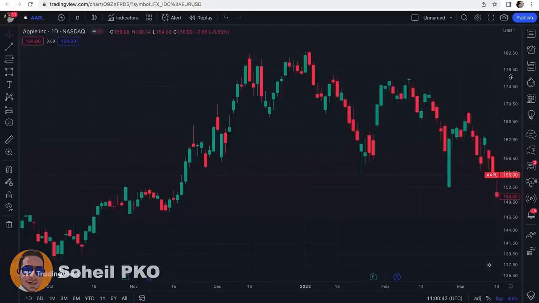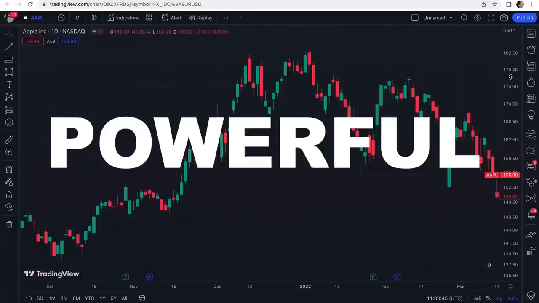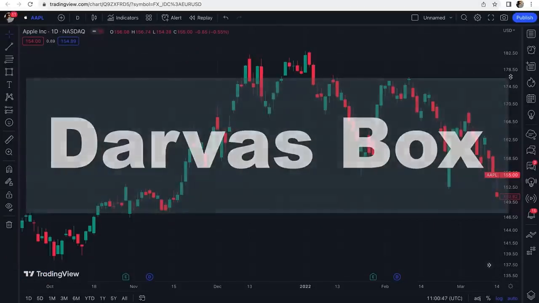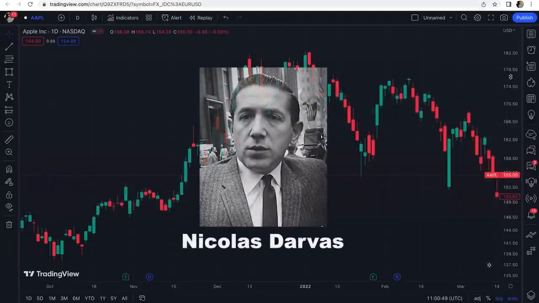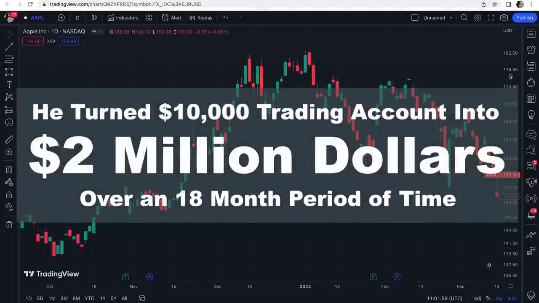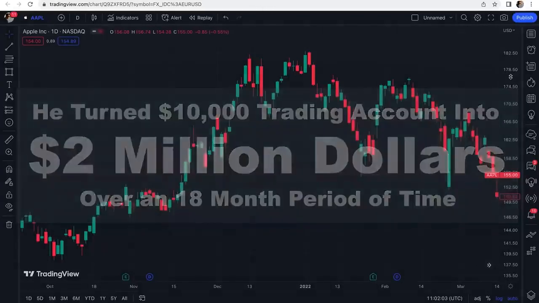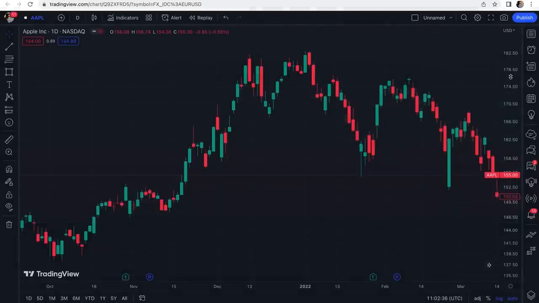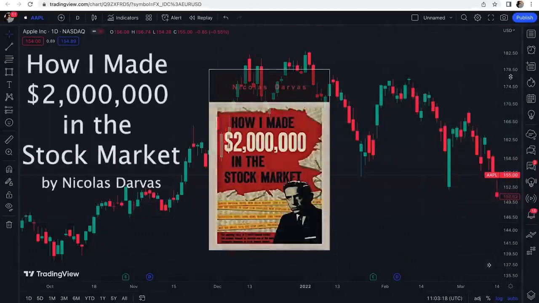Sohail here, and today I want to talk about a very powerful indicator called Darvas Box. This indicator was created by Nicholas Darvas in the late 1950s, and with the help of the trading system that he built based on this indicator, he could turn a $10,000 account into $2 million over an 18-month period. Because of his amazing success, later in 1960 he wrote a popular book, How I Made $2 Million in the Stock Market, in which he completely explained the Darvas Box and the trading system that he developed based on this indicator.